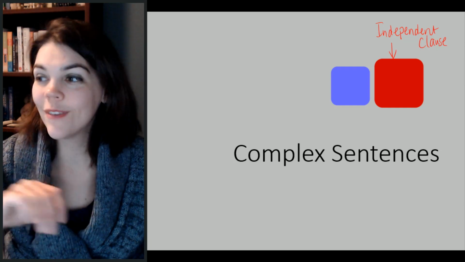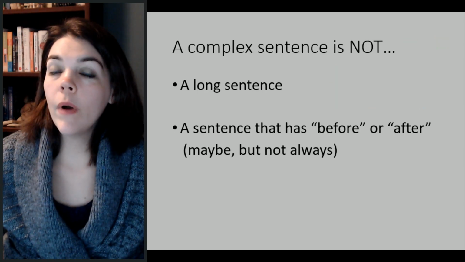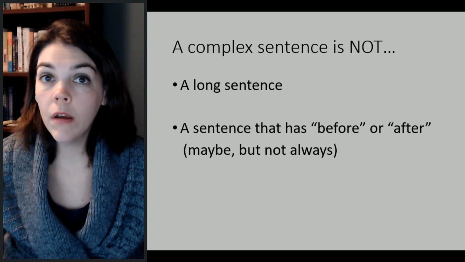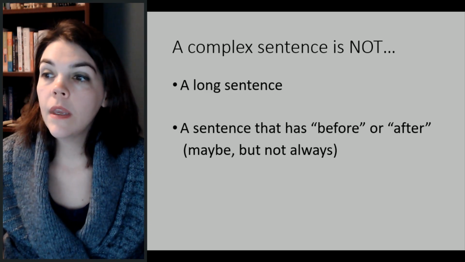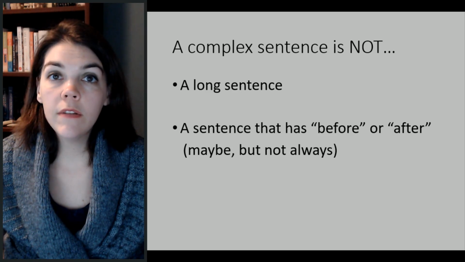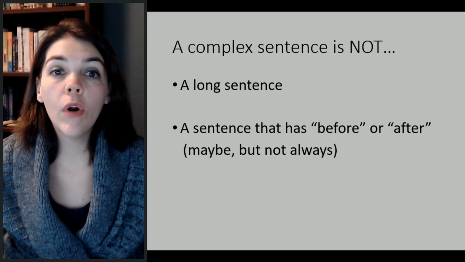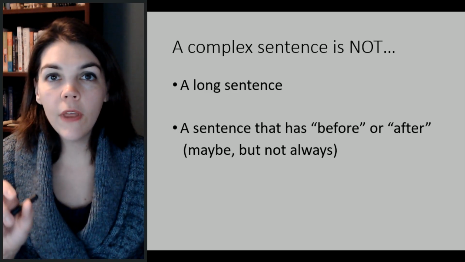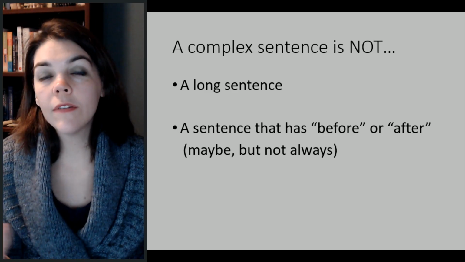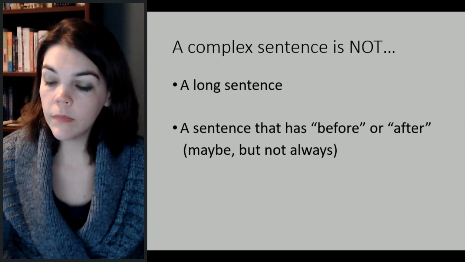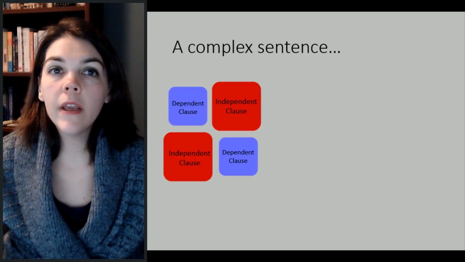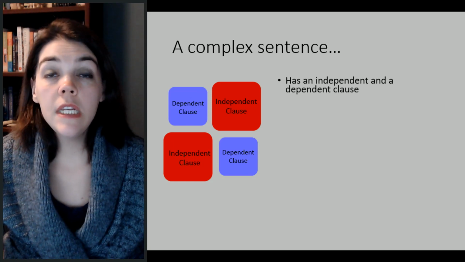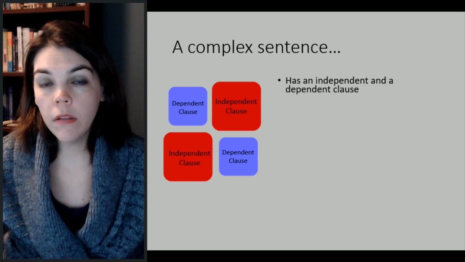That's what happens. All right, so again, a complex sentence is not a long sentence. It may be long, but it could also be short. And it's not always a sentence that has a word like before or after. Some students look for certain words and they determine that those words mean that it's complex, and that's not always true. A complex sentence is a sentence that has an independent clause and a dependent clause.